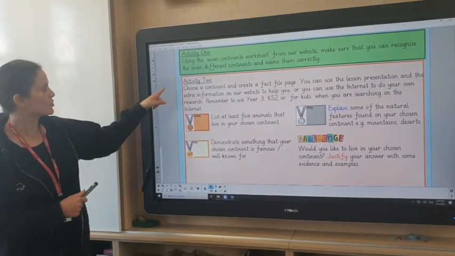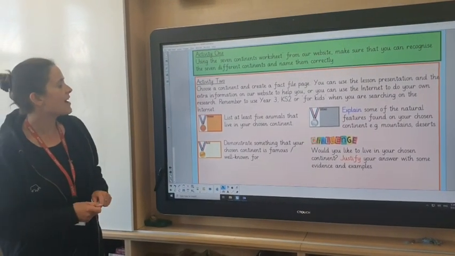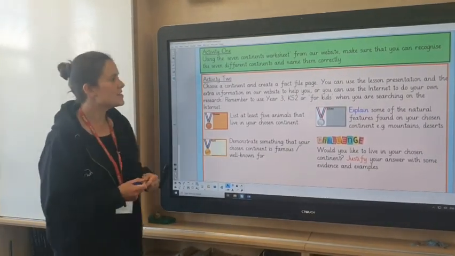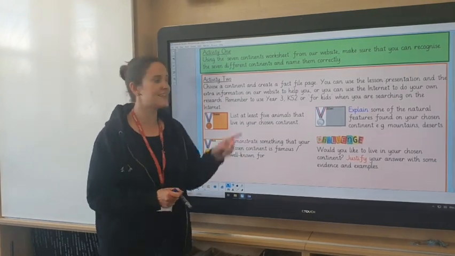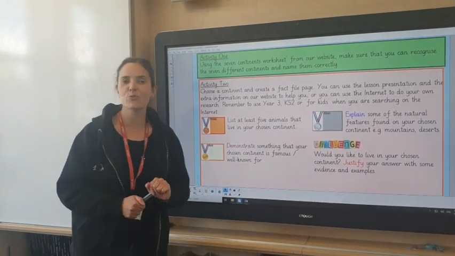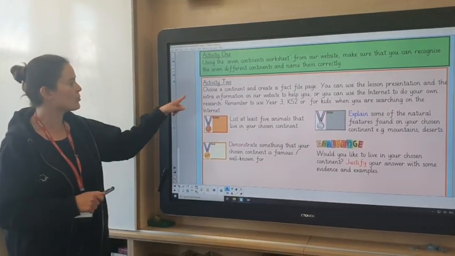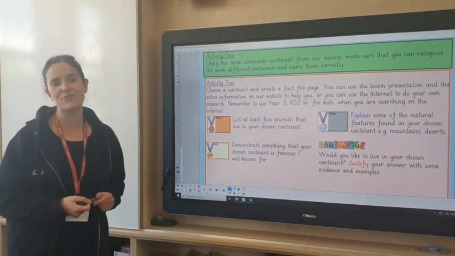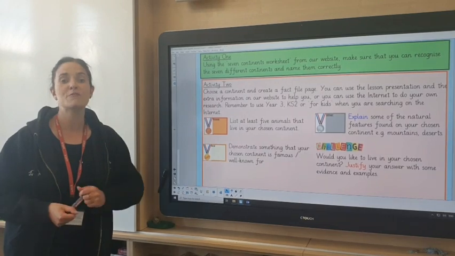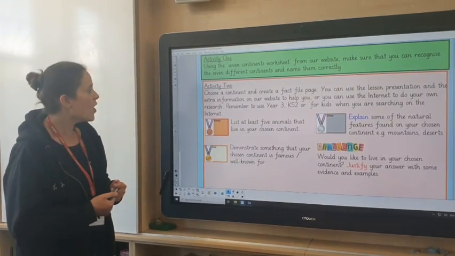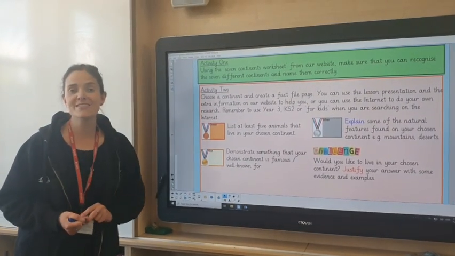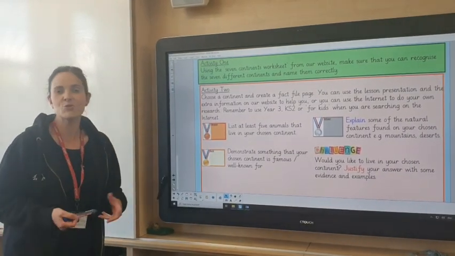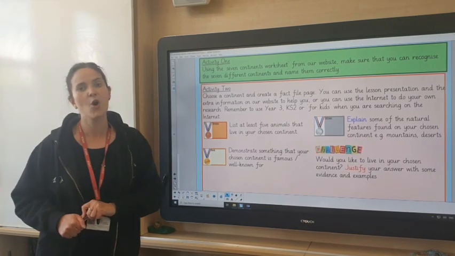It asks you to choose a continent and create a fact file page about it. So you can use this lesson presentation that is saved on the website. I've also put a document of extra information about each of the continents on the website too, for you to have a read through. You can also use the internet to do some extra research yourself about the continent you have chosen to do your fact file on.